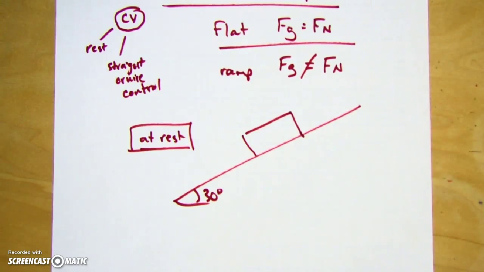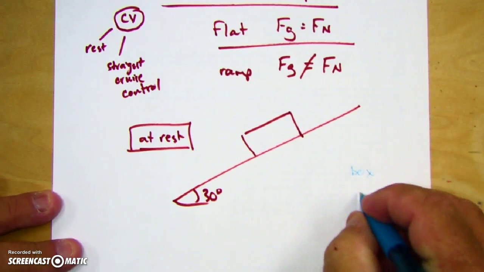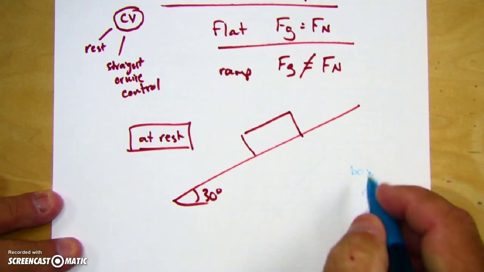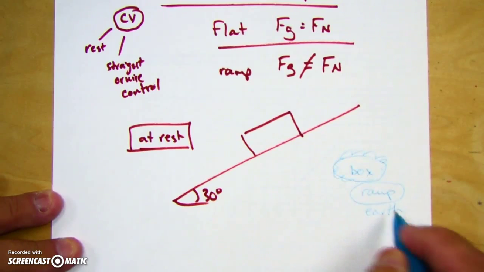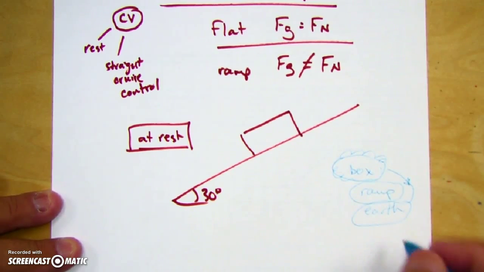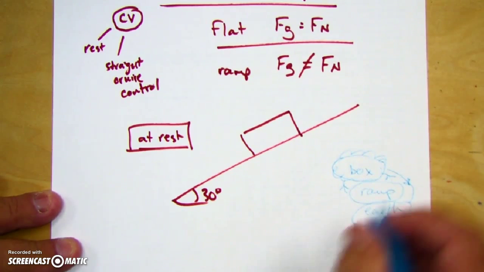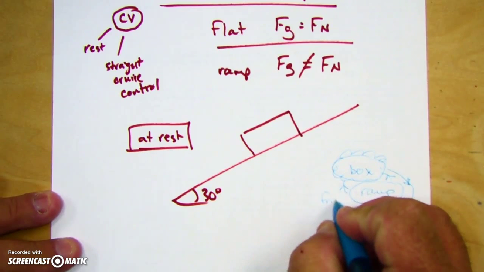If you want to draw a system schema, you can. I'll tell you what, let's go ahead and draw a system schema so we're familiar with it. We have our box, we have the ramp, we have the earth. So we're most concerned with the box. We know that the earth pulls on the box. We know that the ramp pushes on the box really in two ways. It pushes both as a reaction force, so there's a normal force, and also there's friction.